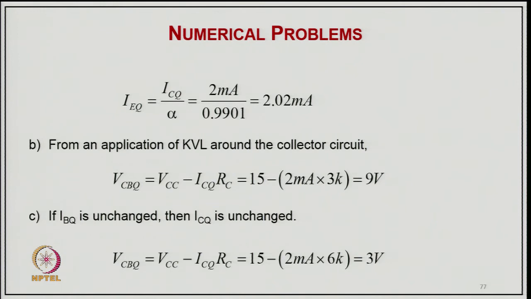From application of Kirchhoff's voltage law around the collector circuit, we can write VCEQ equal to VCC minus ICQ RC, and that is 15 minus 2 milliampere into 3 K, that comes 9 volt. ICQ is unchanged when RC changes. So VCEQ will be VCC minus ICQ RC, that is 15 minus 2 milliampere into 6 K. So that comes only typically 3 volt.